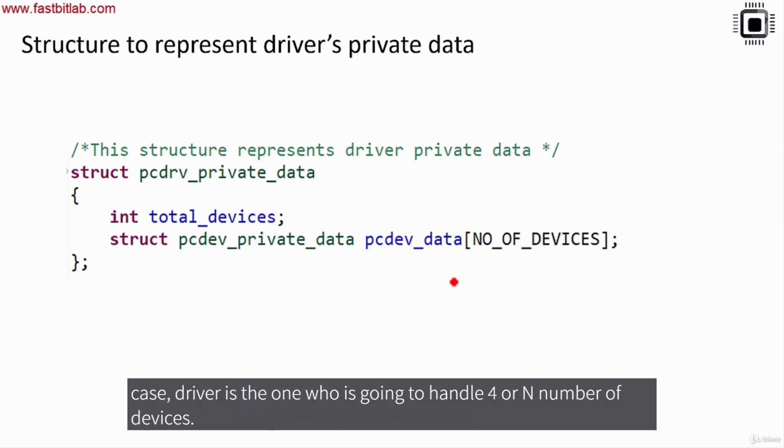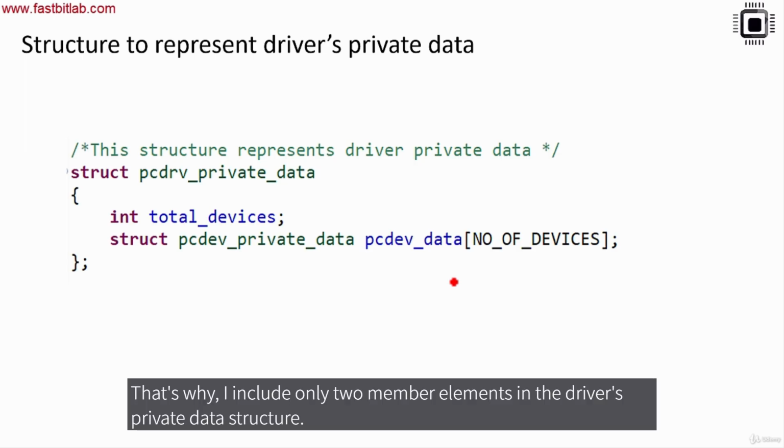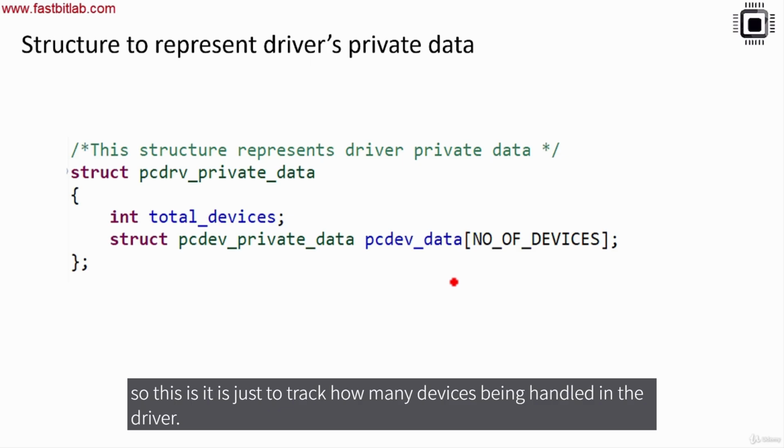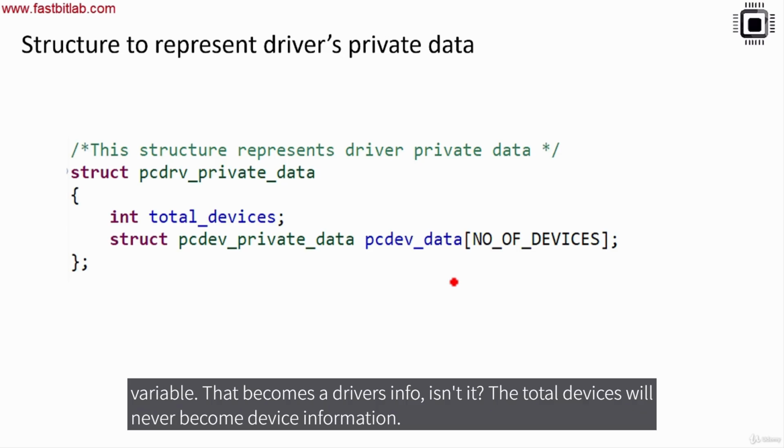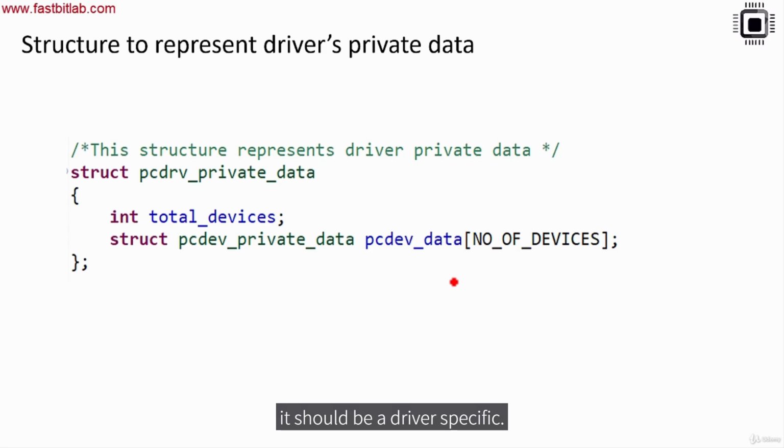In our case, the driver is the one who is going to handle 4 or n number of character devices. That's why I include only 2 member elements in the driver's private data structure. The first one will be total devices, because since the driver is handling n number of devices, it is just to track how many devices are being handled in the driver. That's the reason why I use the int total_devices variable. That becomes the driver's info, isn't it? The total devices will never become device information. It is not device specific, it should be driver specific.